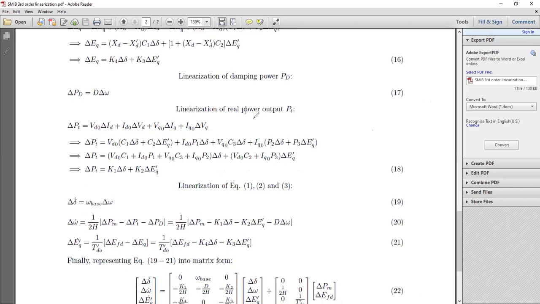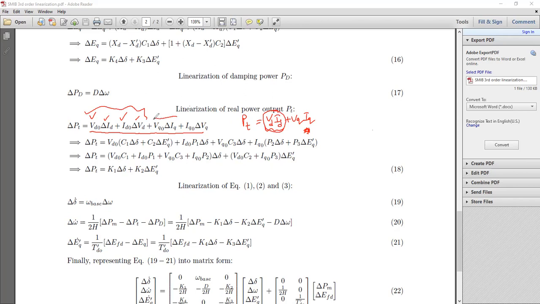Multiplication of variables. So we have PT. Our original PT was this, VDID plus VQIQ. So what you do now, you simply apply UV formula, okay? If you apply UV formula, you simply get this. Out of these two, VDID, you get VD0 into del ID, then you get ID0 into del VD. Okay, this is UV for the first part over here.